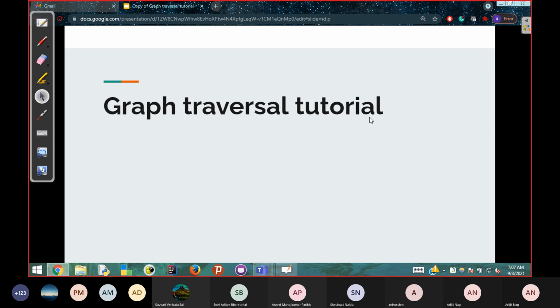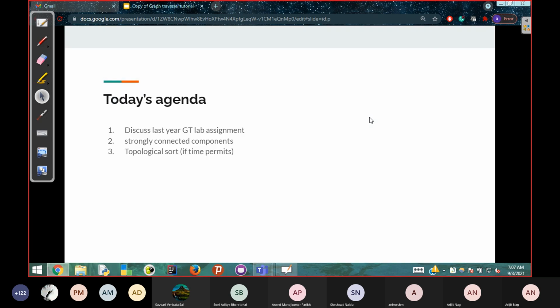Okay, so let's start. This is the agenda. First we will discuss the graph traversal related lab assignment, and then we will discuss briefly what strongly connected components are. After that, if time permits, we will go for some applications of topological sort. So let's start.